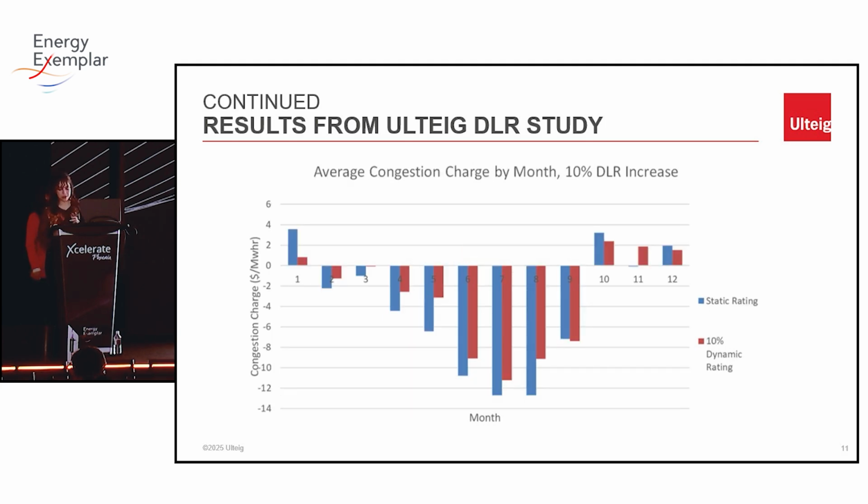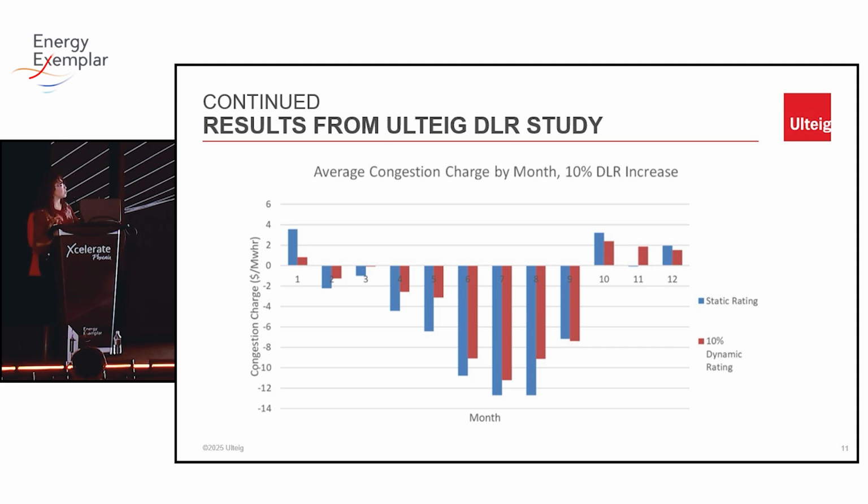Our next graph here is going to be looking at the average congestion charge by month, again for the solar resource. And we see that during the summer and shoulder months, the case where the dynamic line rating was utilized resulted in a lower average congestion charge. And once again, harkening back to my definition of congestion charge, in those months, we do want to see a less negative number because that means that our generation is harming the system less.